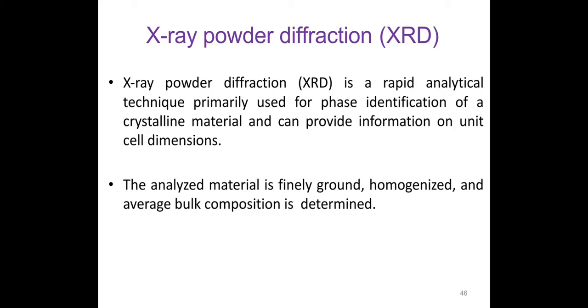So in material science in third semester we studied unit cell, different crystals, BCC, HCP. So phase identification of the crystalline material is possible with this X-ray powder diffraction technique. It can provide information on unit cell dimensions, distance between neighboring atoms along the x-axis, y-axis, and z-axis. The analytical material is finely ground, homogenized, and average bulk composition is determined. It is nowadays commonly used for crystal structures and atomic spacing.